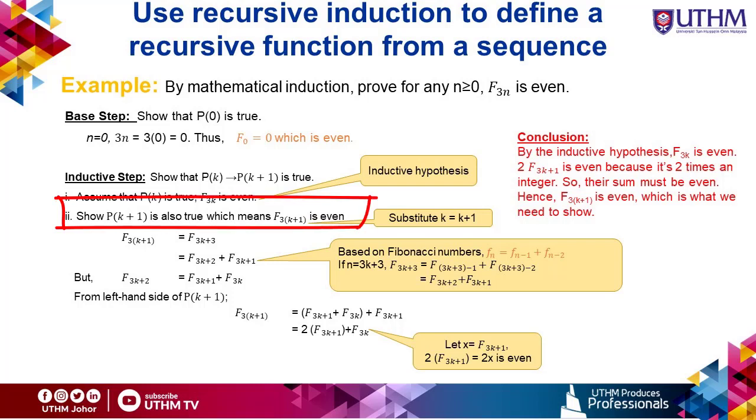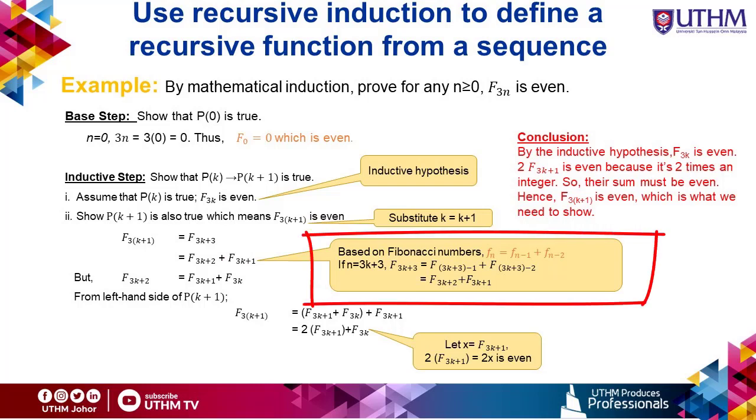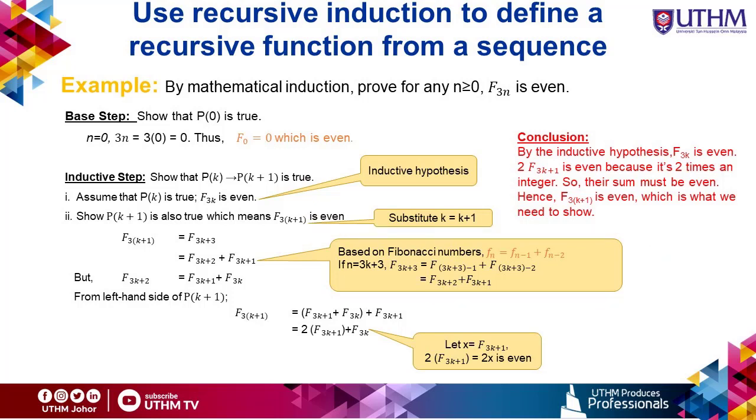Thus, we replace n with k plus 1 as shown on the slide. From the equation, we have to expand the bracket to get f3k plus 3. Based on the Fibonacci numbers, fn equals fn minus 1 plus fn minus 2. If n equals 3k plus 3, then f3k plus 3 will give us f3k plus 2 plus f3k plus 1. Remember to minus 1 for the first statement and minus 2 for the second statement. We conduct the same process for f3k plus 2 using the Fibonacci numbers, which gives us f3k plus 1 plus f3k.